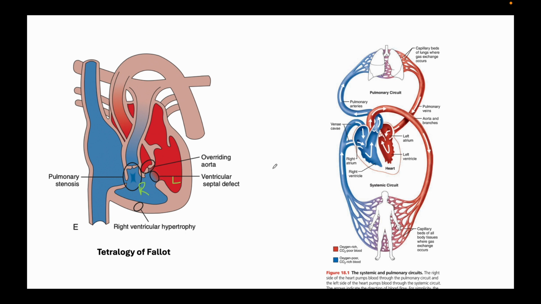This is a cyanotic condition because the overriding aorta receives unoxygenated blood from the right side as well as oxygenated blood from the left side. Unoxygenated blood from the aorta enters the systemic system. Therefore, it is a cyanotic condition.